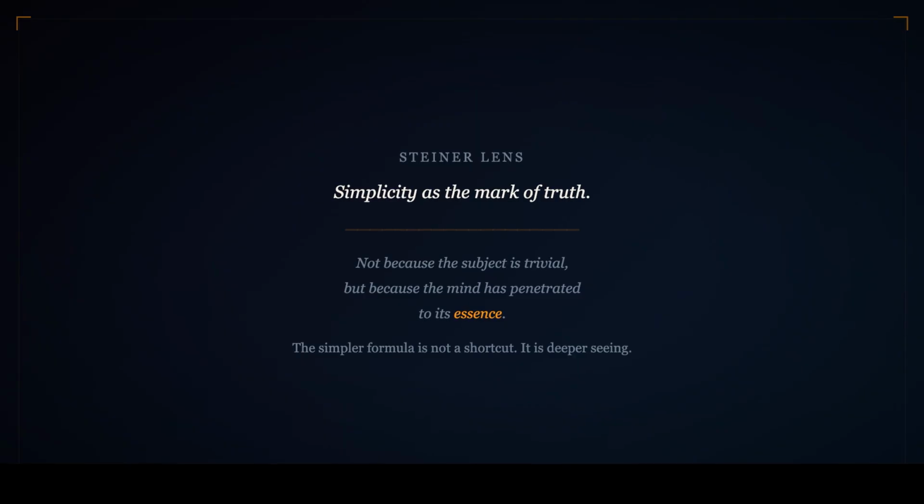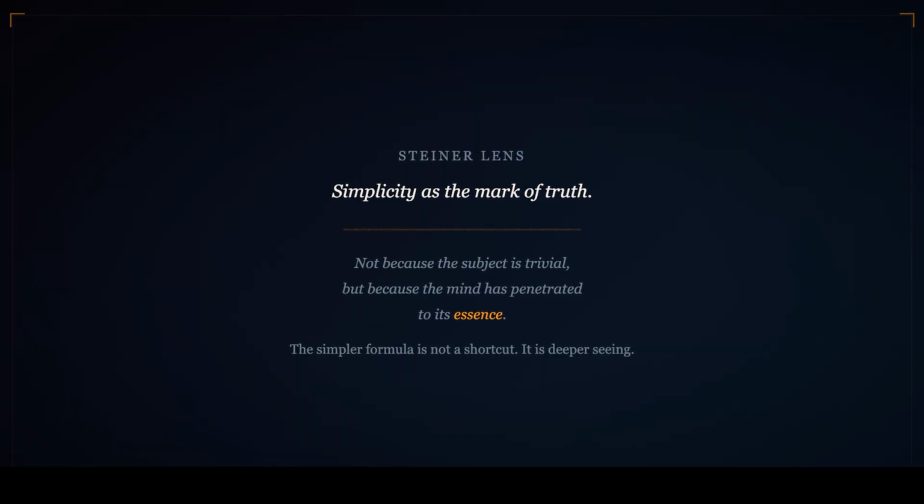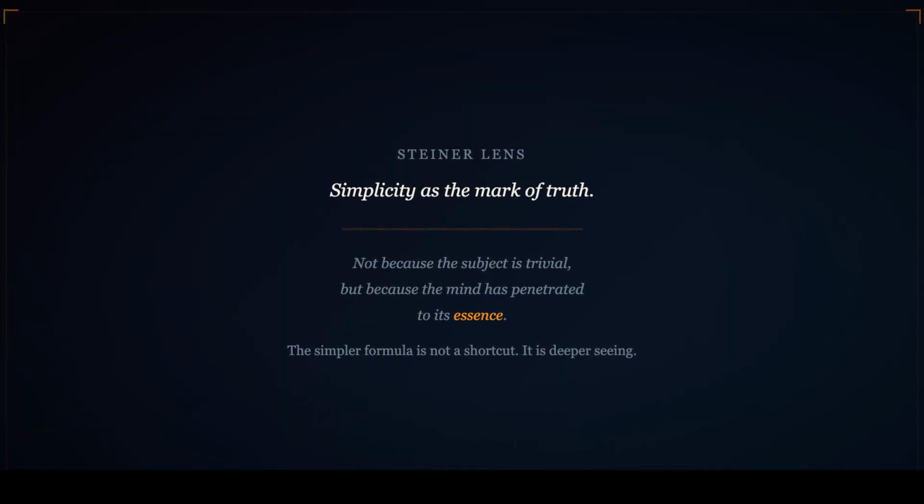For Steiner, true understanding results in simplicity, not because the subject is trivial, but because the mind has penetrated to its essence. ECDSA requires computing inverses, tracking two scalar multiplications, and checking an x-coordinate. Schnorr requires checking sG equals R plus eQ, one equation, three terms. The simpler formula is not a shortcut, it is deeper seeing.